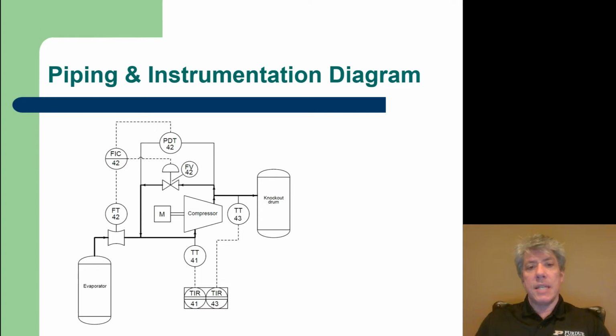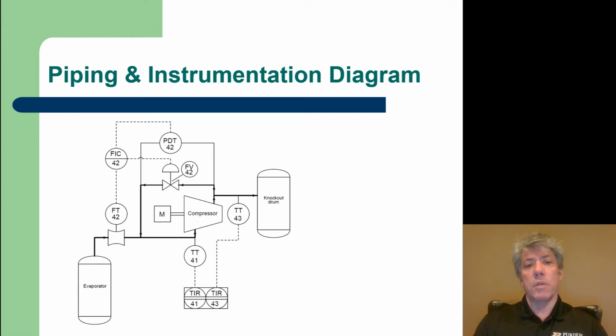Now, PDT42, you notice it has the same number, the same what's called loop number, and the idea for that is that you want all the instrumentation that has to do with one control thing to be together, one area of the plant essentially. And so PDT number 42 would indicate a pressure difference transmitter or transducer. And basically what it's doing is it's measuring the pressure difference between 2 points.